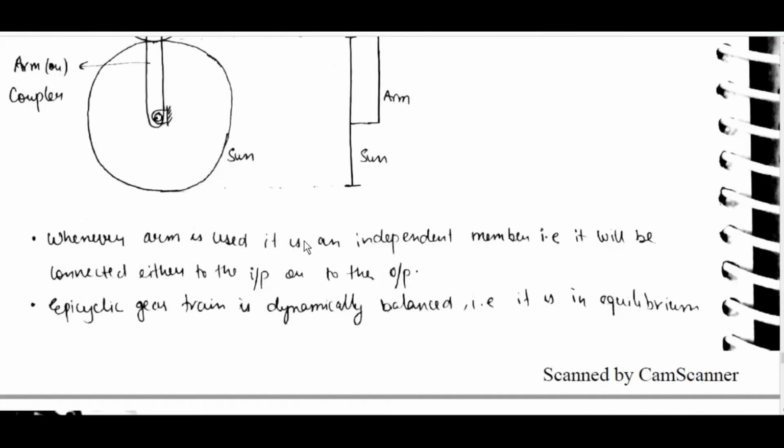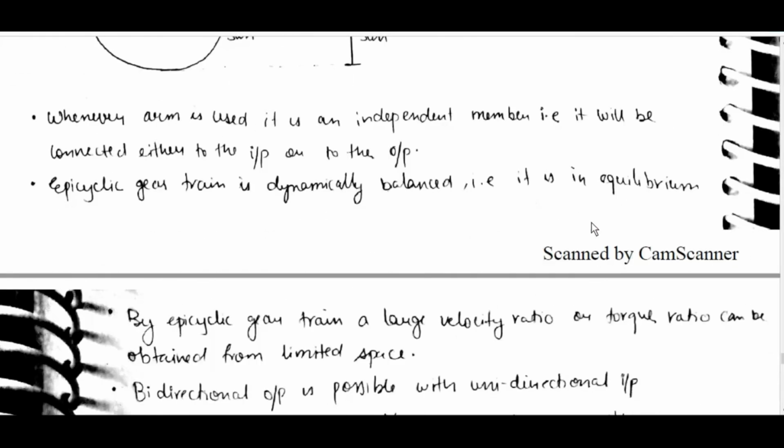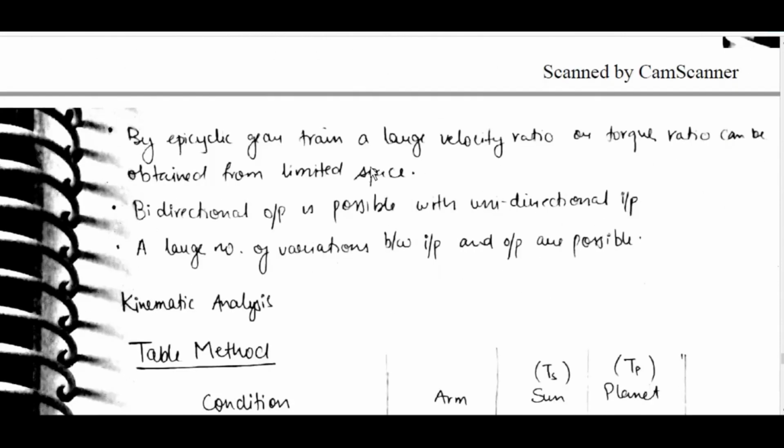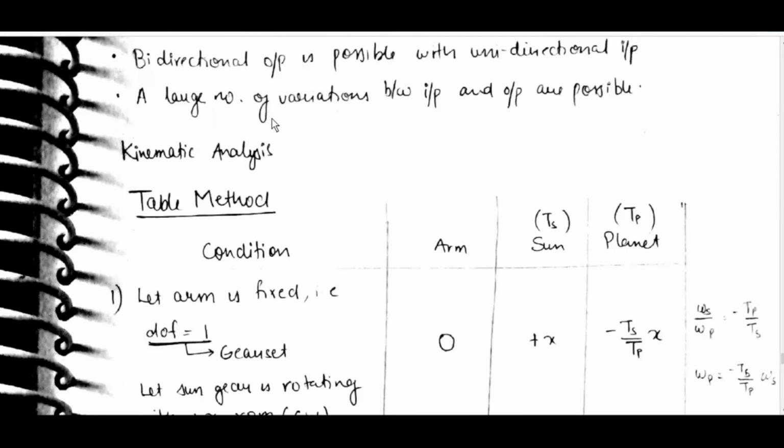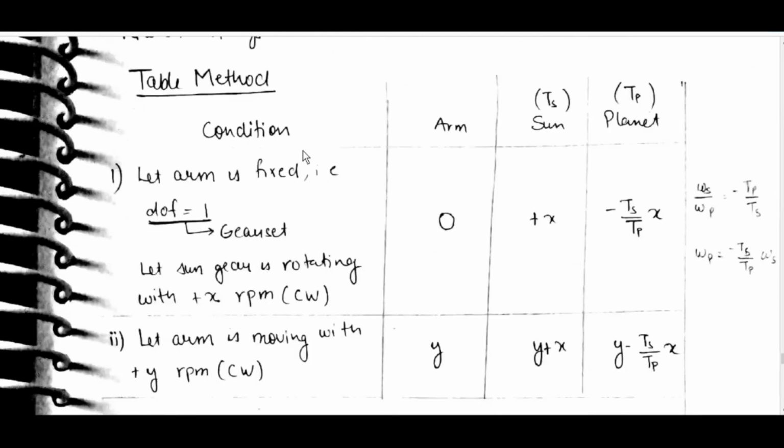Epicyclic gear train: sun, planet, arm or coupler. Whenever an arm is used, it is an independent member, that is, it will be connected either to input or to output. Epicyclic gear train is dynamically balanced, that is, it is in equilibrium. By epicyclic gear train, a large velocity ratio or torque ratio can be obtained from limited space. Bidirectional output is possible with any directional input. A large number of variations between input and output are possible.